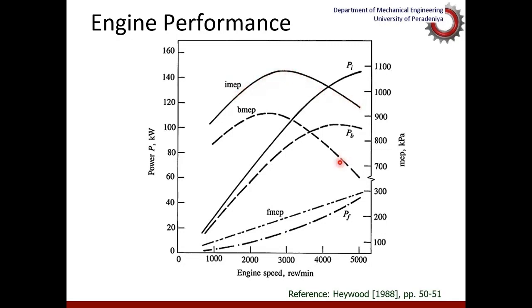So as a result of dropping volumetric efficiency as well as increasing frictional losses, obviously the brake mean effective pressure drops down. And the same thing happens for brake power. So the brake power peaks somewhere here and starts dropping off, and indicated power also will continue to increase, but the rate getting smaller because of this loss of volumetric efficiency.